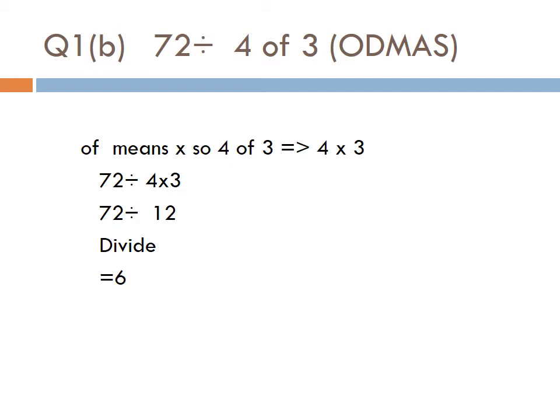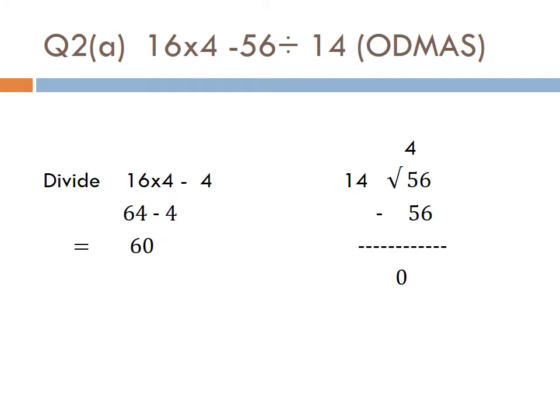I'll explain the question again to you. According to the ODMAS rule, first of all, we have to solve of. Children, of is written between 4 and 3. That means we have to multiply 4 and 3. 4 threes are 12 is the answer. After of, you have to divide the number. Which sign is given? Division is given. Divide 72 by 12. Answer is 6. 12 sixes are 72.